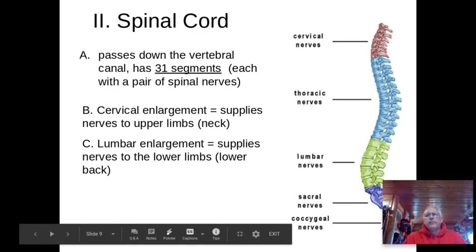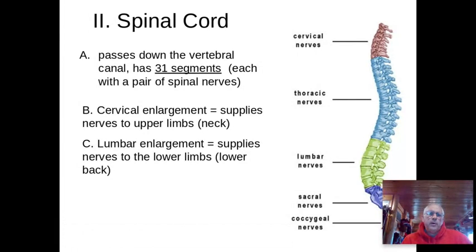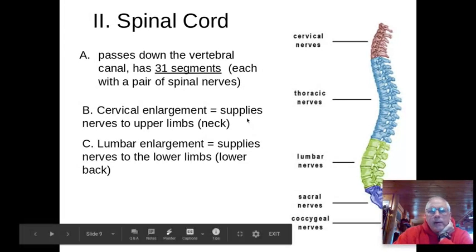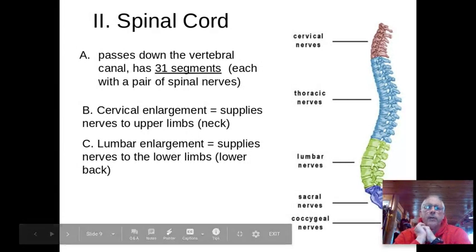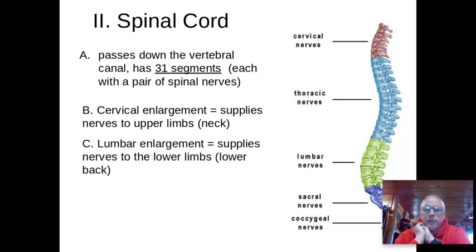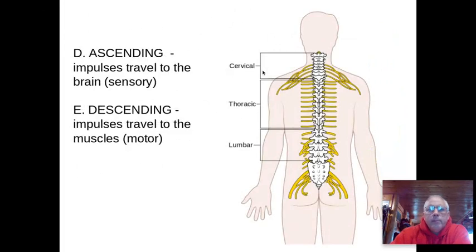Okay. The spinal cord, I just want to touch upon it real quick. If you remember back in the skeletal chapter, we had the vertebrae. We had 7, 12, and 5. There are 31 segments, and each one of them has a pair of spinal nerves. I'll show you that in a minute. The cervical enlargement up by your neck supplies your upper limbs with nerves. The lumbar supplies the lower part of your body with impulses.